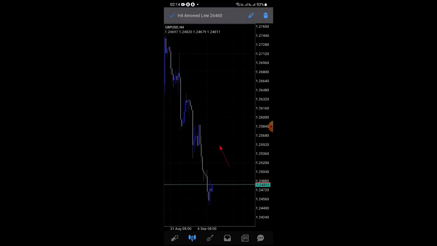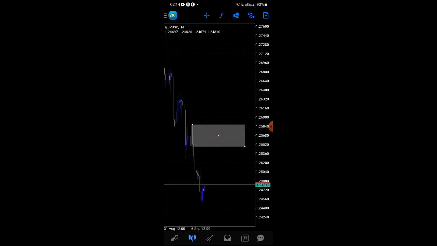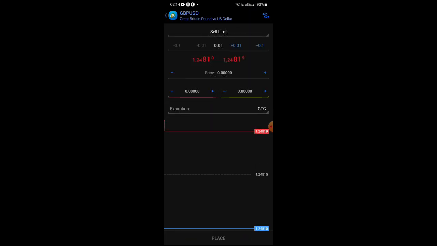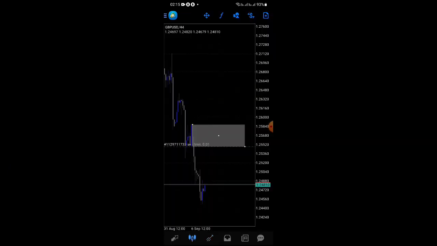So on this trade, I'm also going to do the very same thing and put my limit, which is 25.48, sell limit 25.48, then place it. After placing it, as you can see, there it is. What I'm going to do, I'm going to put my stop loss right over here.